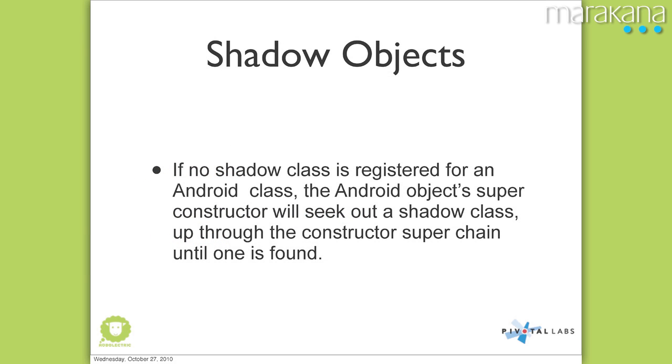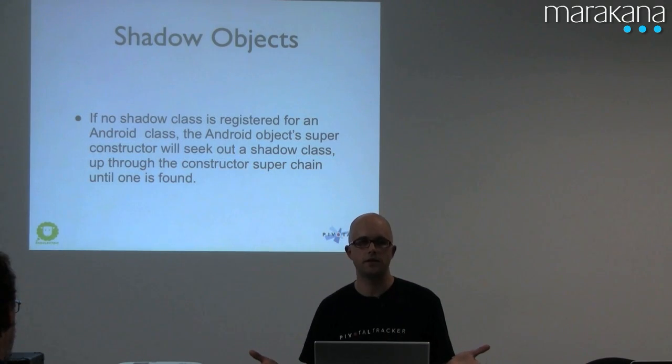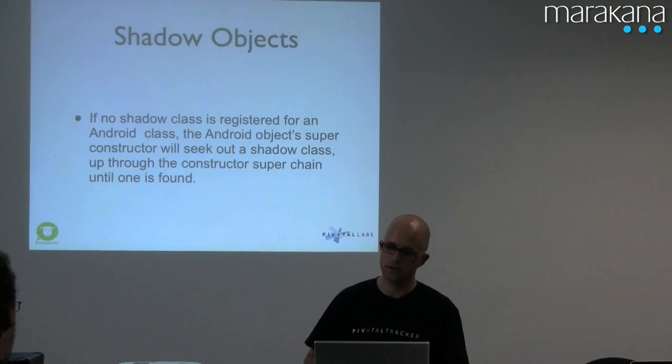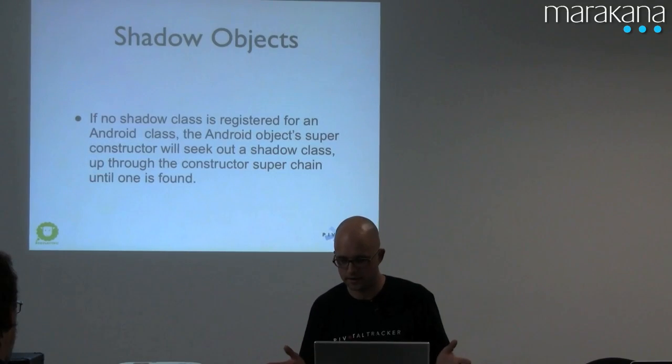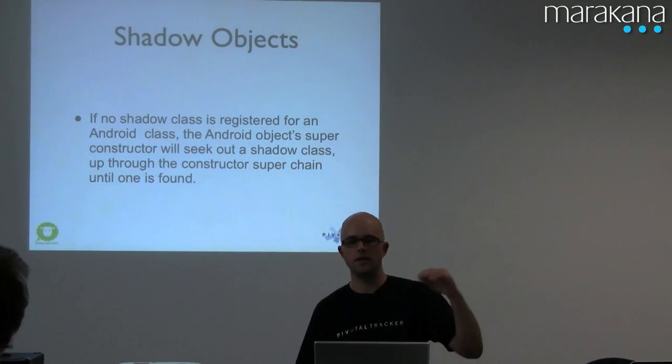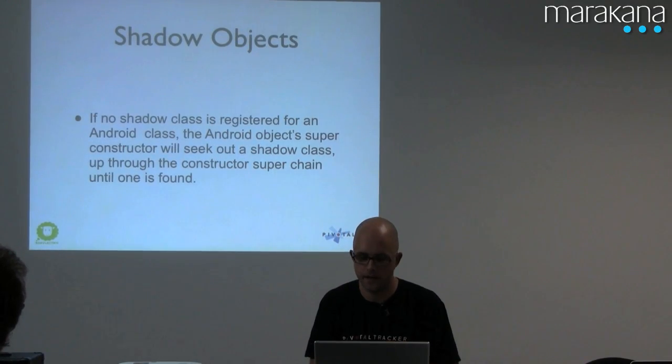So if no shadow class is registered for an Android class, the Android object superconstructor will seek out a shadow class up the constructor superchain until one is found. So what this means is that suppose you're way down at the bottom of the hierarchy at checkbox, and you instantiate a checkbox in your application, and Robolectric says, well, wow, I've got no shadow registered for a checkbox. Oh, well, I'll just call the superconstructor, and that superconstructor will again say, oh, wow, no shadow is instantiated yet, so it will go up through the view hierarchy until it finds a shadow backing class to represent it.